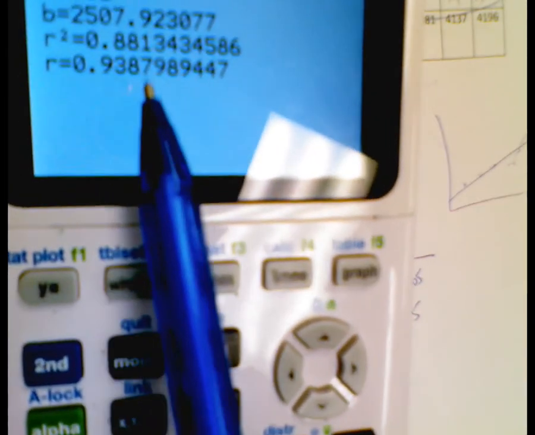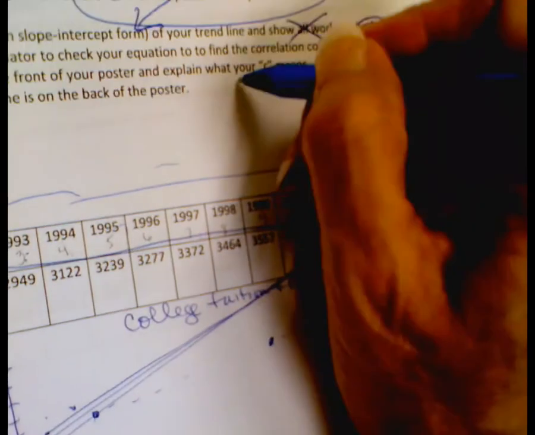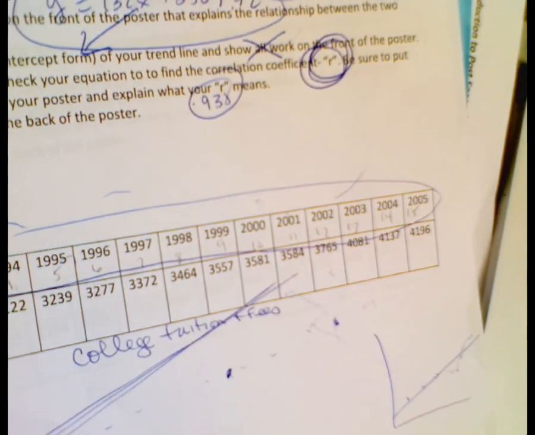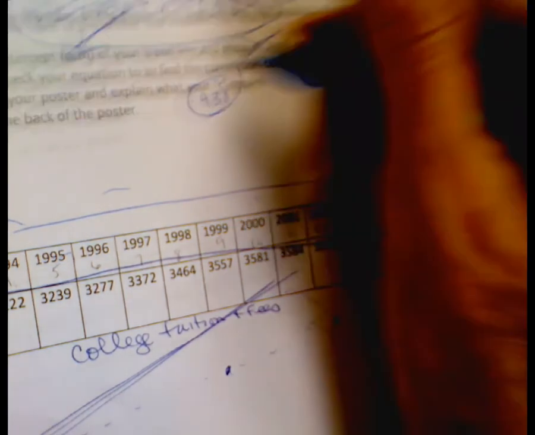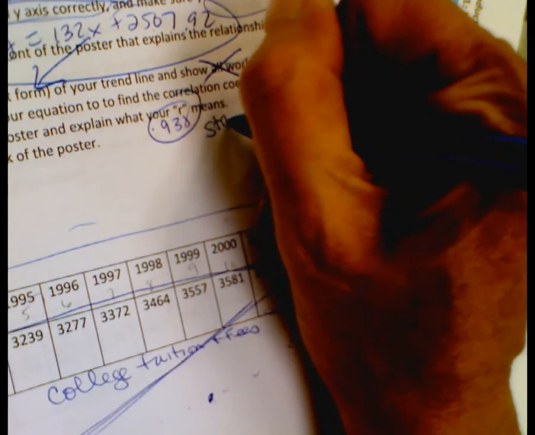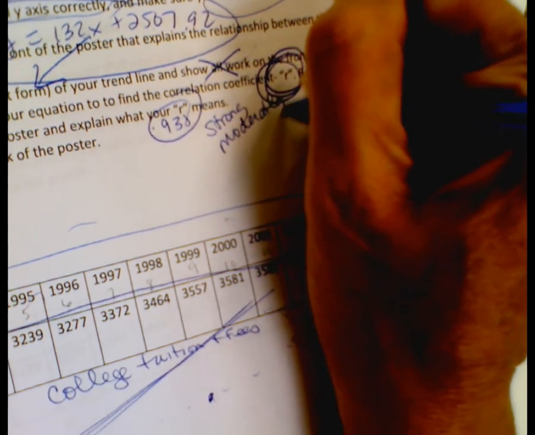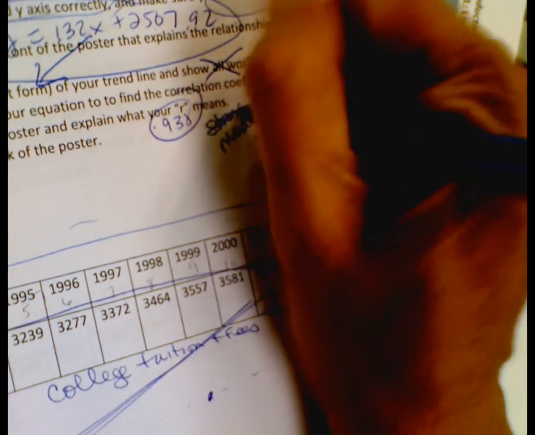See, it's 0.938. So you would write that 0.938. Explain what that means. It's not 0.99, but I'd still say that's pretty strong. I'd say it's good. I'd say it's strong, or at least moderately strong. I'd say moderately strong. It's not perfect by any means.